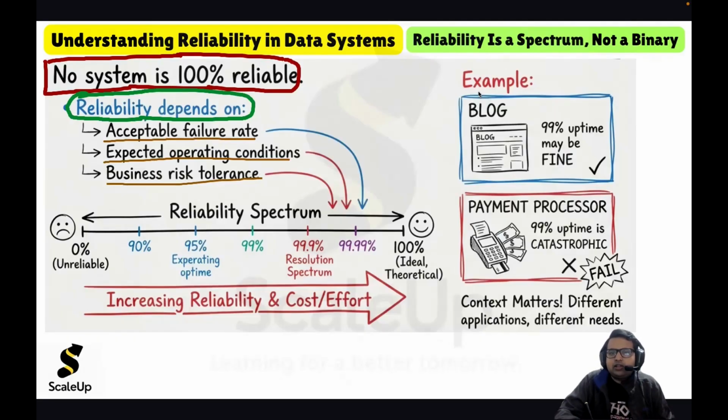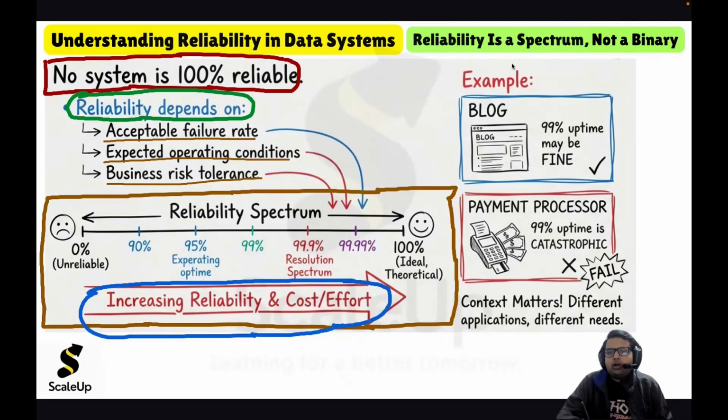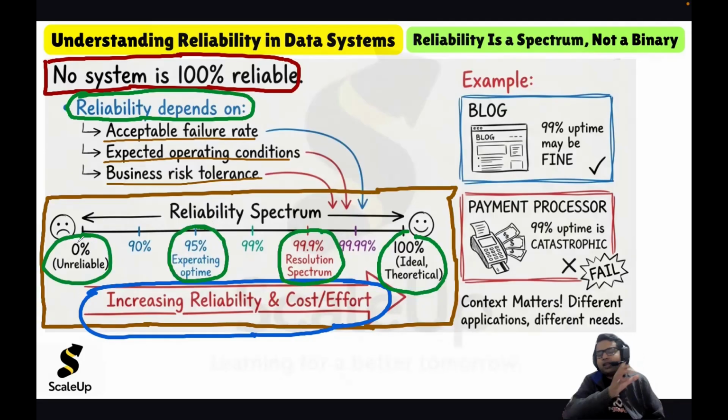So here we can see the reliability spectrum, from 0 to 100%. As we move towards 100%, reliability is increasing, and along with that, cost and effort are also increasing. Now, 100% reliability is a theoretical ideal. Let us suppose 99.9% reliability, or 95%, and 0% means unreliable. We have a scale. So when we measure reliability, it's not a binary thing, rather it's a spectrum.